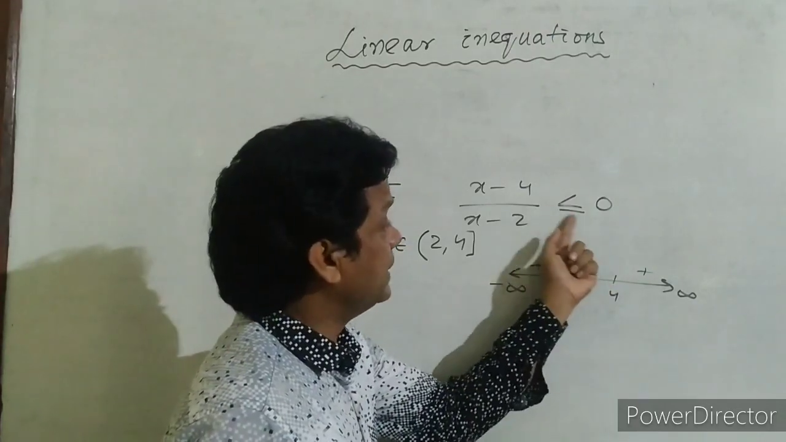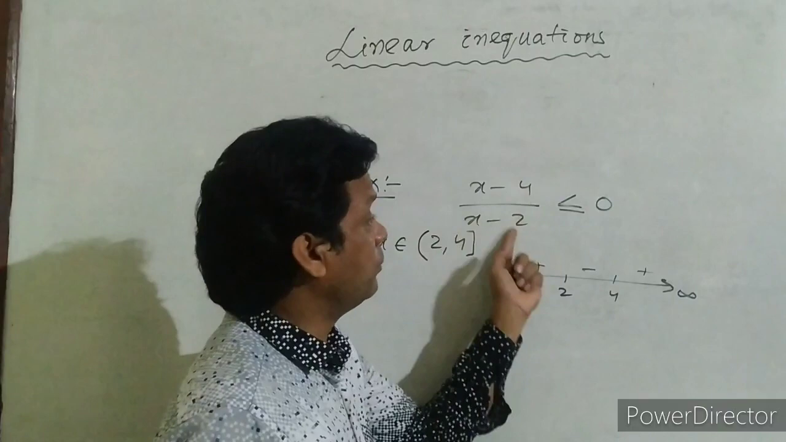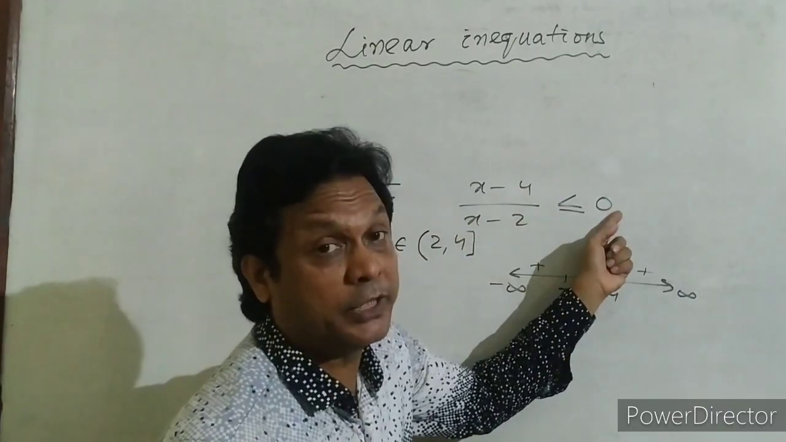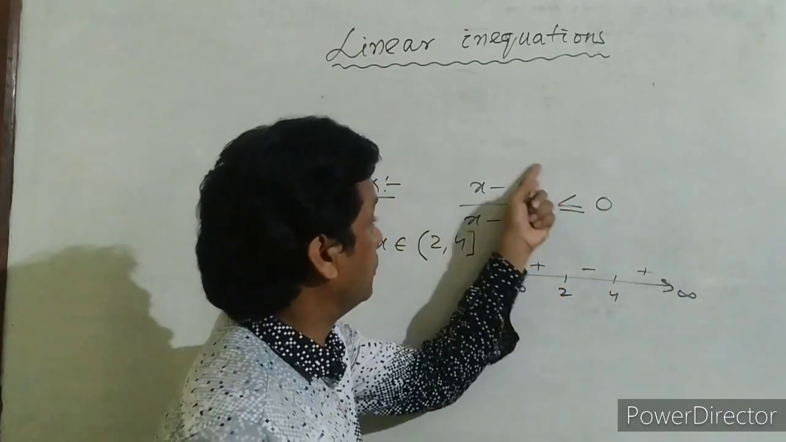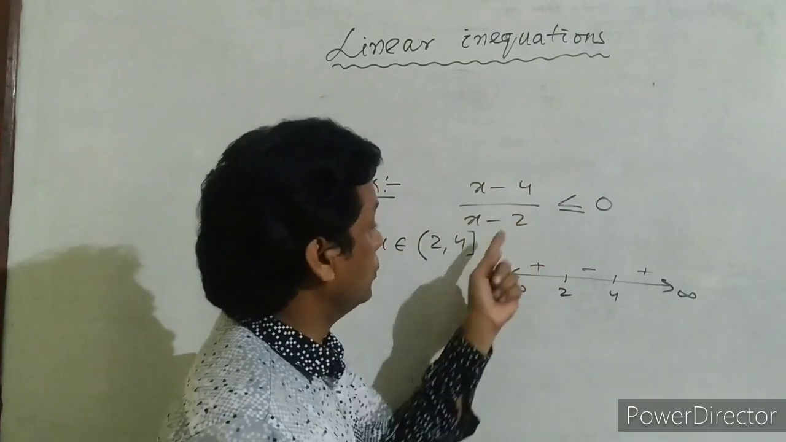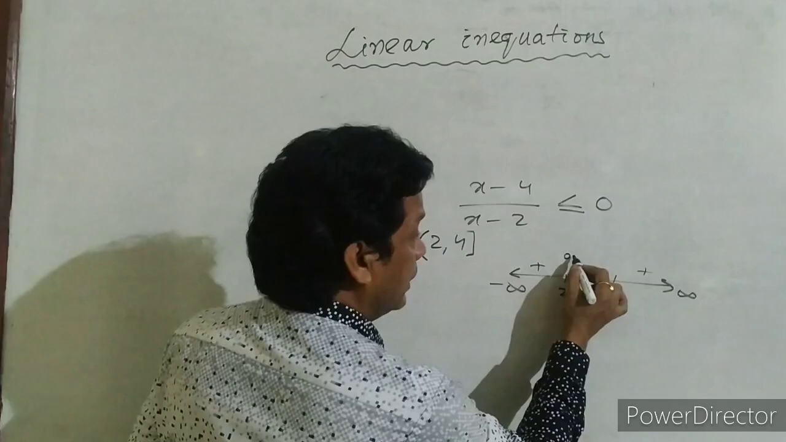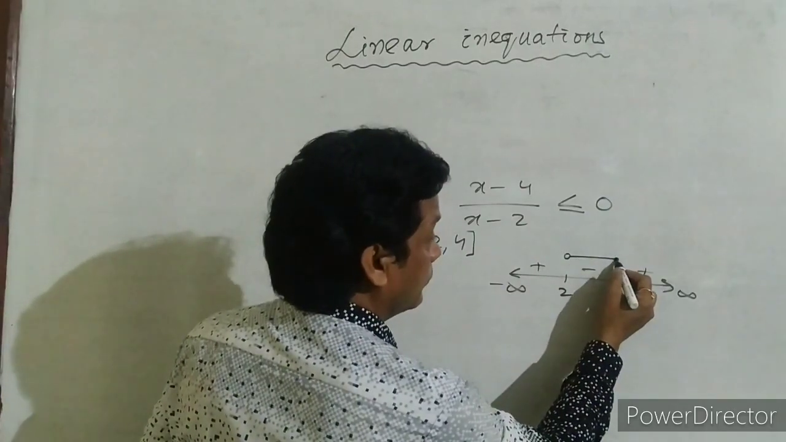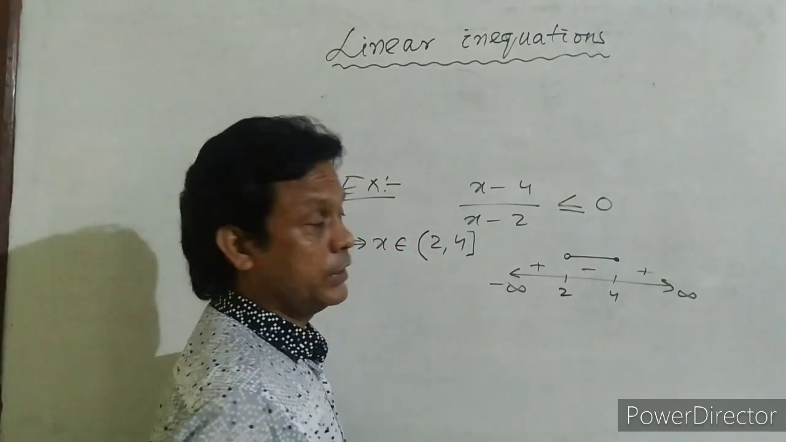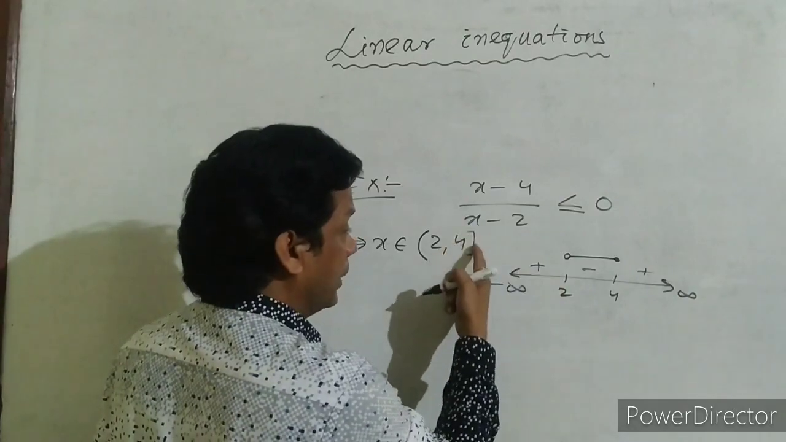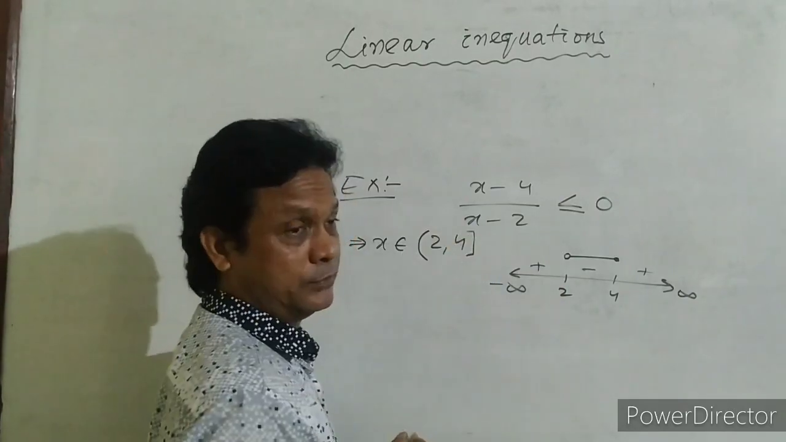And equal to sign is there, equal to 0. And equal to 0 means P by Q will be equal to 0 when P is 0. Numerator will be equal to 0, and numerator is x - 4. So x - 4 equal to 0, so x is equal to 4. And in number line you can write like this. This is open and this one is closed. Okay. So put a closed interval for 4 and open interval for 2.